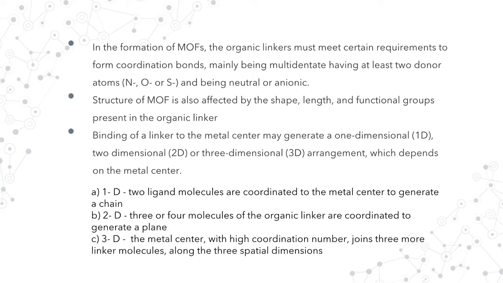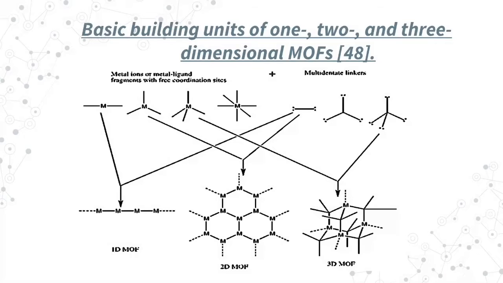Binding of the linkers to the metal center might generate different types of dimension, depending on the metal center. For 1D, 2 ligand molecules are connected to the metal center to generate a chain. For 2D, usually 3 or 4 molecules of organic linkers are connected to generate a plane. For 3D, usually the metal center with a high coordination number joins 3 or more linker molecules along the 3 dimensions. Okay, this is how we build the MOF.